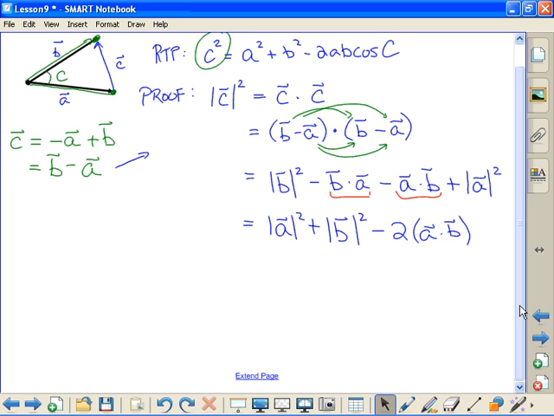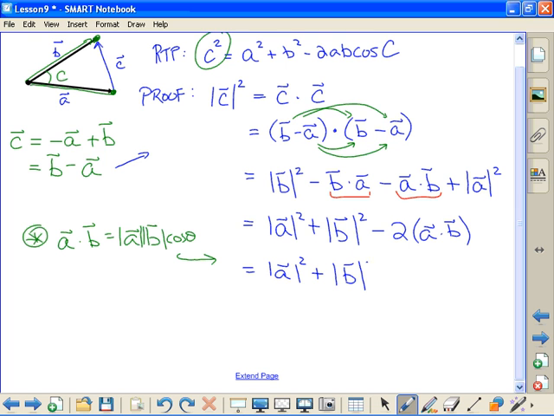And now, how do we make that final jump? Off to the side here. If you recall, the dot product of two vectors is the magnitude of a, magnitude of b cos theta. So using that, we finish off with what looks like our cosine law. So therefore, QED, quod erat demonstrandum. Okay, so that's just using vectors to do a proof.